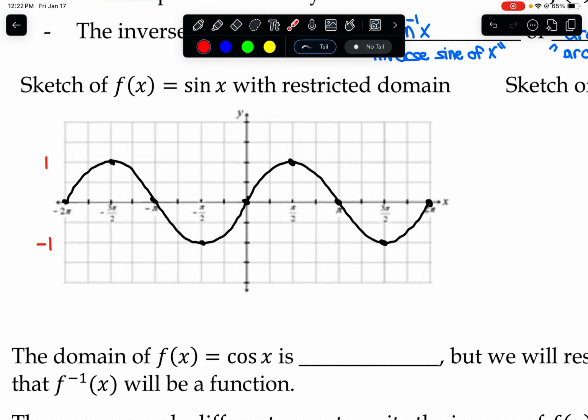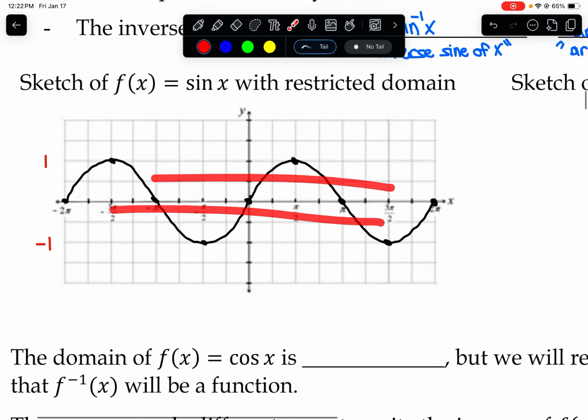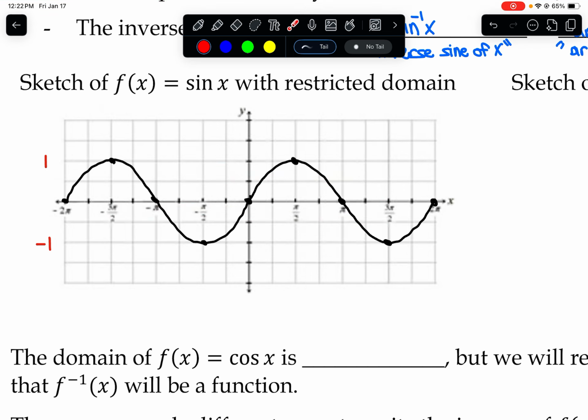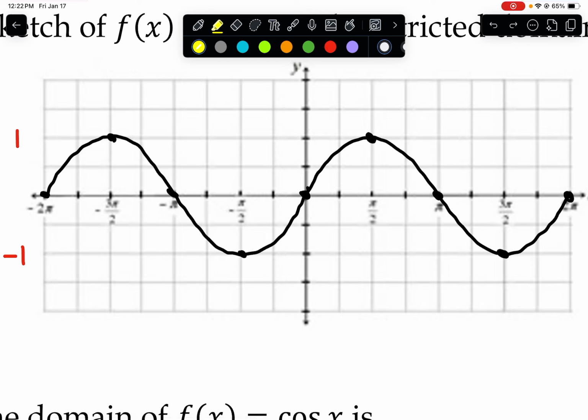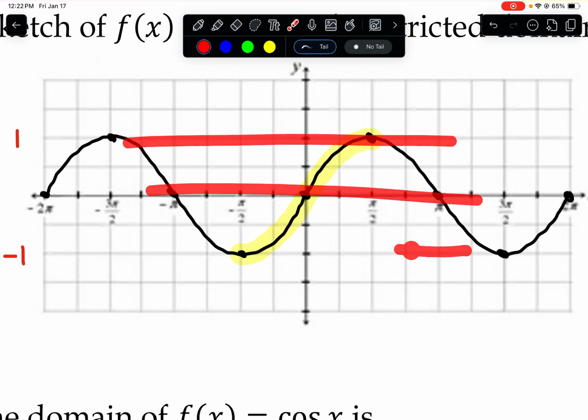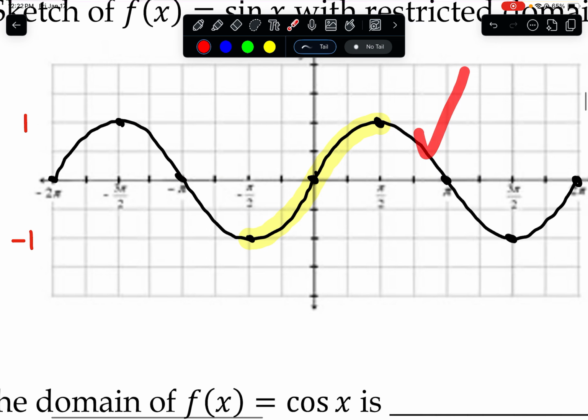So we need to restrict the domain so that when I do the horizontal line test, it will pass. But as of now, it doesn't. Sad face. So we're going to look for intervals, or little sections of the graph, I can take for it to actually pass the horizontal line test. As it turns out, we're going to take this little interval here from negative pi over 2 to positive pi over 2. That way, when I do the horizontal line test on just that little section, it passes, so we're good.